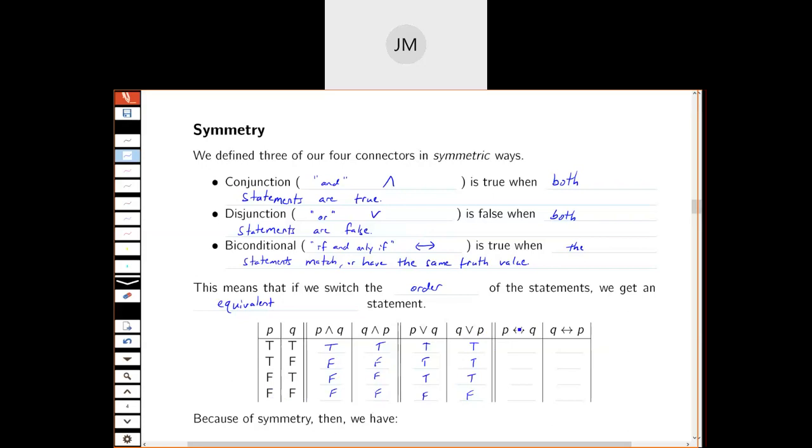For P if and only if Q, when they match, so both trues or both falses, then the if and only if is true. When they don't match, I get a false. But talking about whether they match or not, it doesn't matter which one comes first. So here, Q and P match. Here, Q and P match. And here they don't match. So we can see with the truth table the symmetry of three of our connectors.